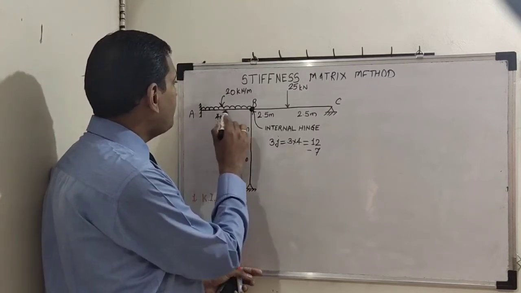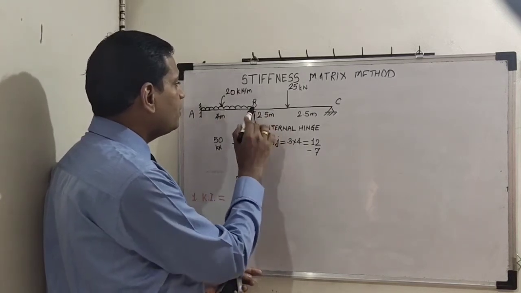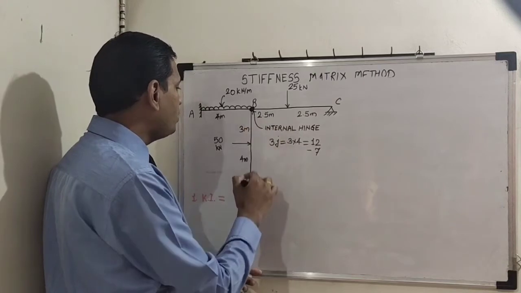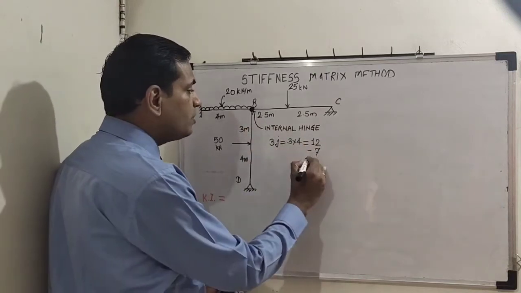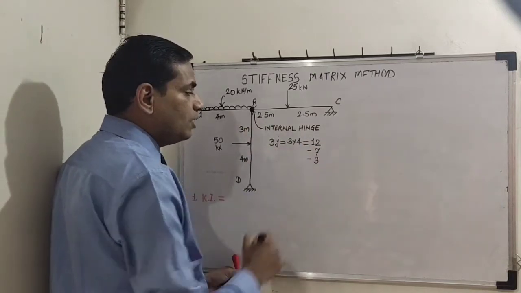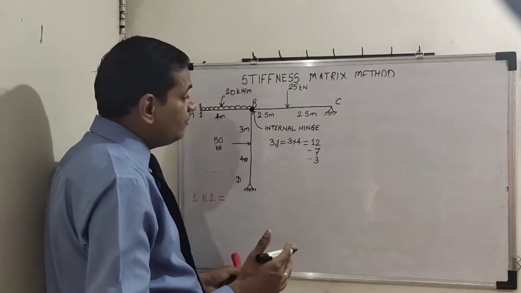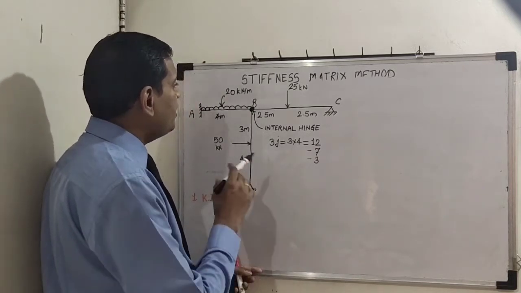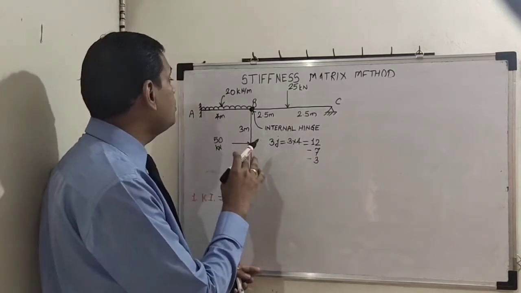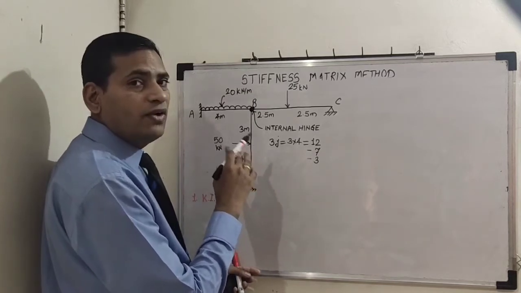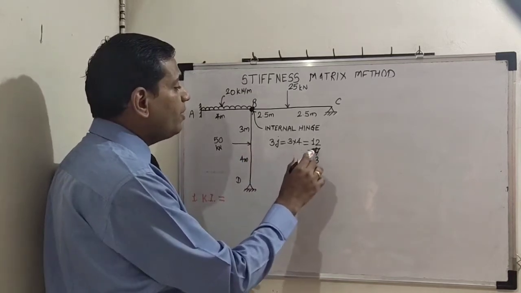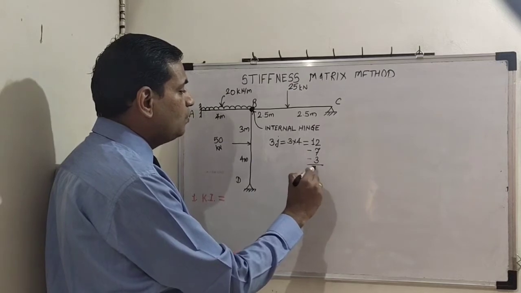How many members are there? AB, 1 member. BC, second member. BD, third member. So 3 members for axial rigidity. We are going to neglect axial rigidity of these members because they are flexural members. So 12 minus 7, 5. 5 minus 3 is 2.